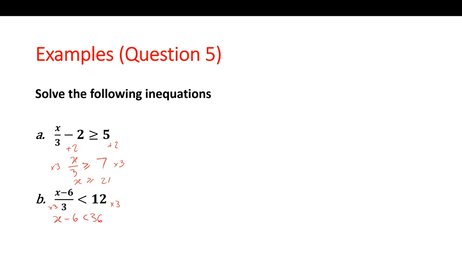Now we've got x minus 6 is less than 36. The opposite of minus 6 is, of course, plus 6. Plus 6 and plus 6, and that leaves us with x is less than 36 plus 6, which is 42. So there's my 2 answers for those ones. Again, it's just like doing a regular equation. There's nothing different except the symbol that's in between the two, and that sometimes it flips.